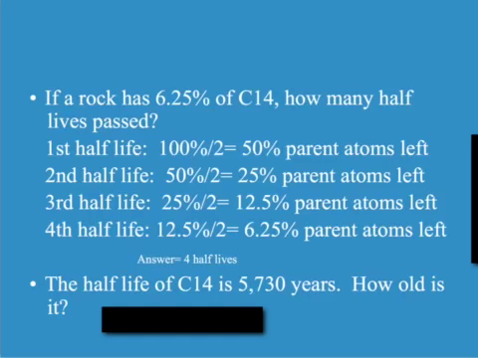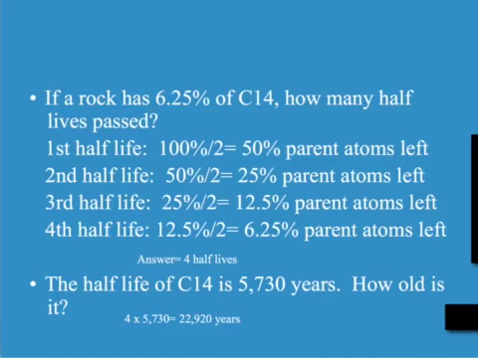Now the next part of the question states that if the half-life of carbon-14 is 5,730 years, how old is it? To find this, we take the number of half-lives that passed, which is 4 half-lives, and we multiply it by the number that was given to us, 5,730 years. So 4 times 5,730 years gives us 22,920 years.